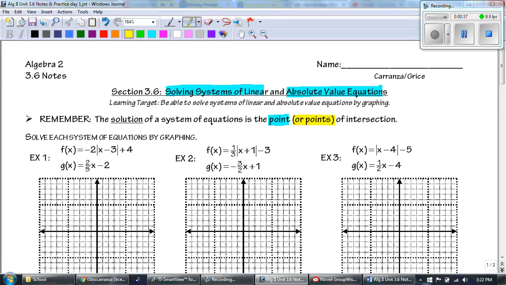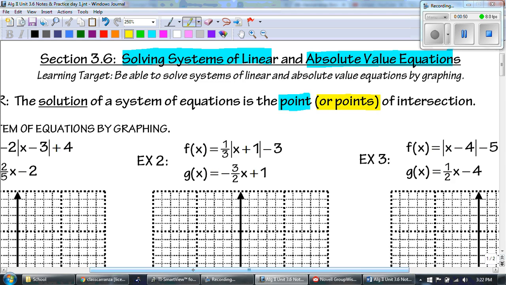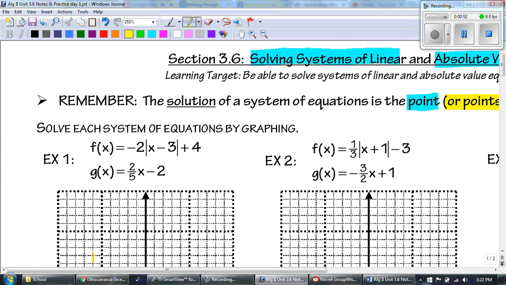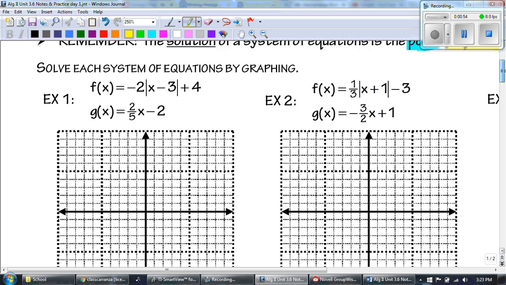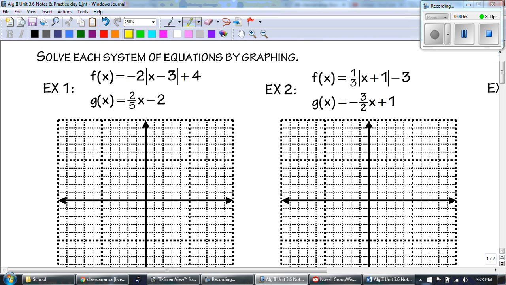Sometimes it's going to be once, sometimes twice, sometimes infinite, and sometimes none at all, and it just depends on what happens with the graph. But the key thing is we have to solve these by graphing. You need to pay attention because some of these have absolute values.